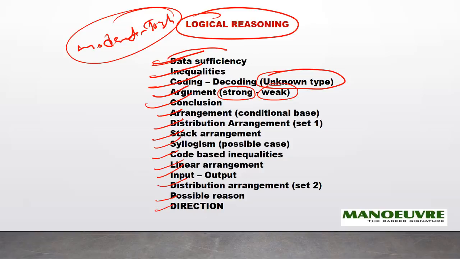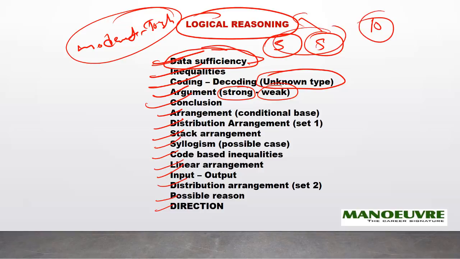Data sufficiency was asked 2 times. One set was asked in the quant section, which was 5 questions in the quant, and 5 questions in the reasoning section. So overall there were 10 questions from data sufficiency.